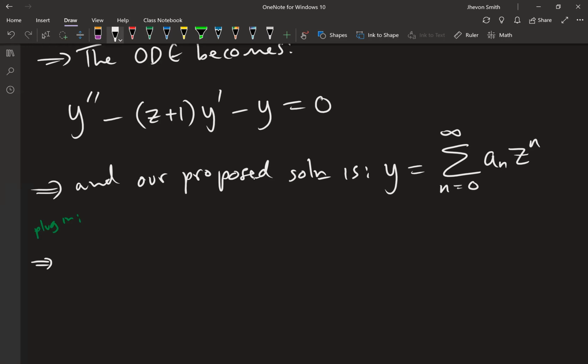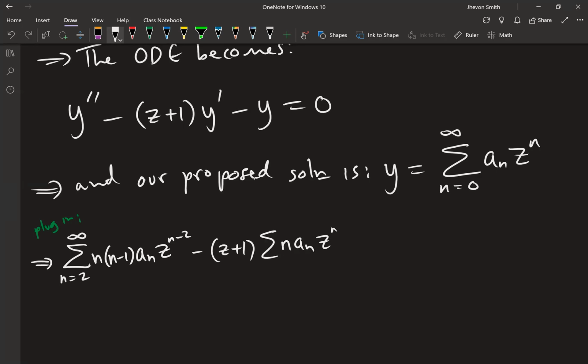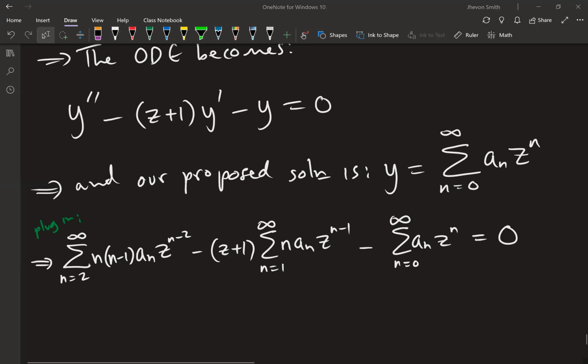I would have the series n goes from 2 to infinity of n minus 1 a n z to the n minus 2. That's the second derivative. Minus z plus 1 times the series of n a n z to the n minus 1. That's the first derivative, and I can bump that index up. Minus the series of a n z to the n. So we'll have that.